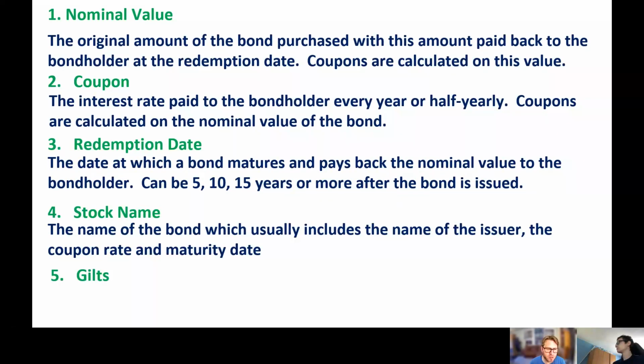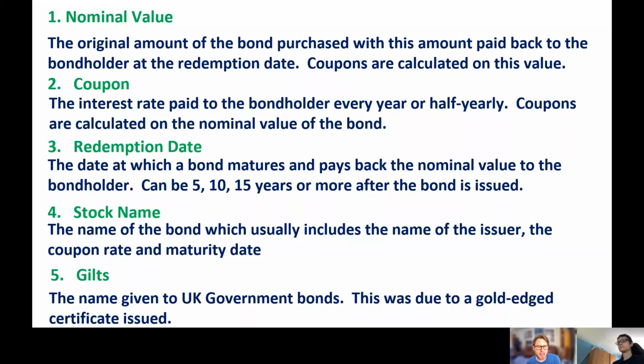And finally, gilts. If you remember from our conversation in the previous video recording, that's the nickname given to UK government bonds. And that's because the original paper certificates on which they were issued had a gold edge. So we would call those gilt edge securities. The abbreviation of that is a gilt. So they are UK government bonds.